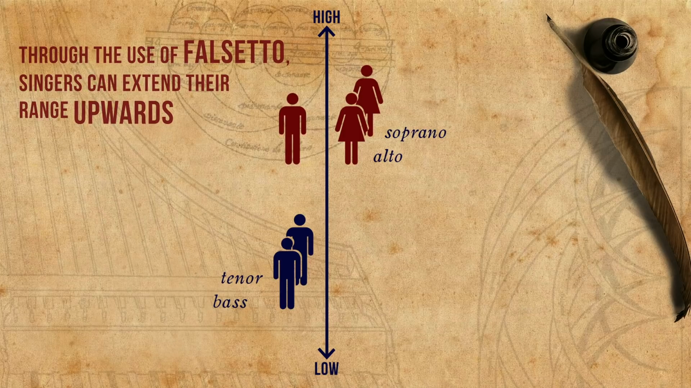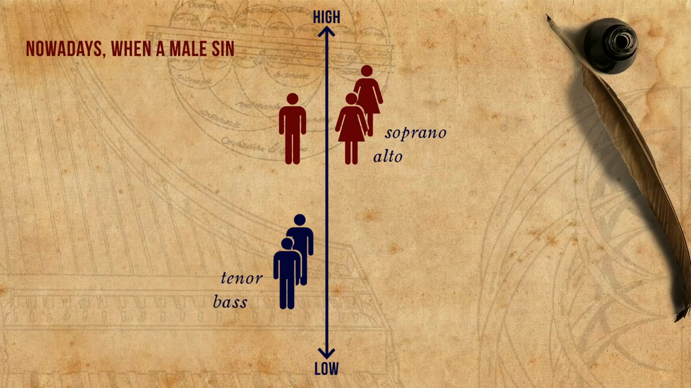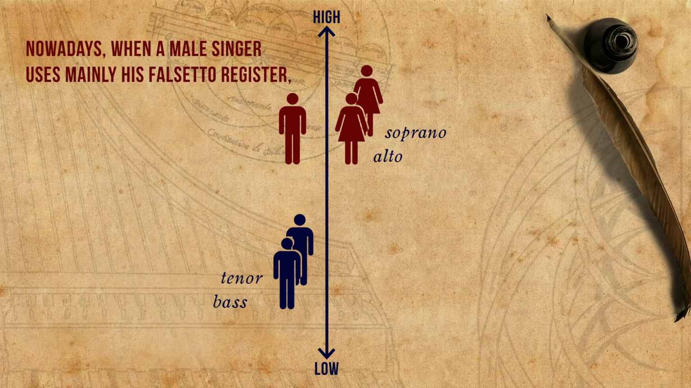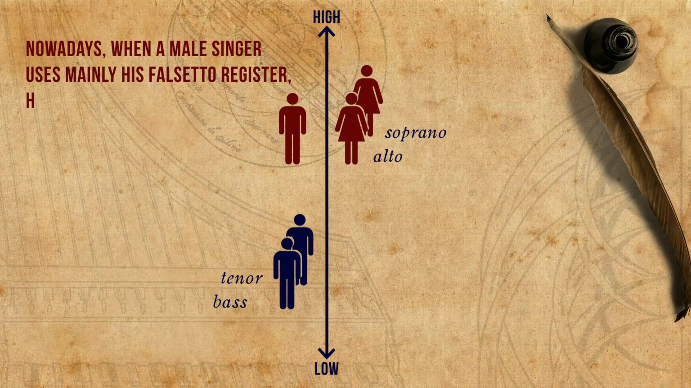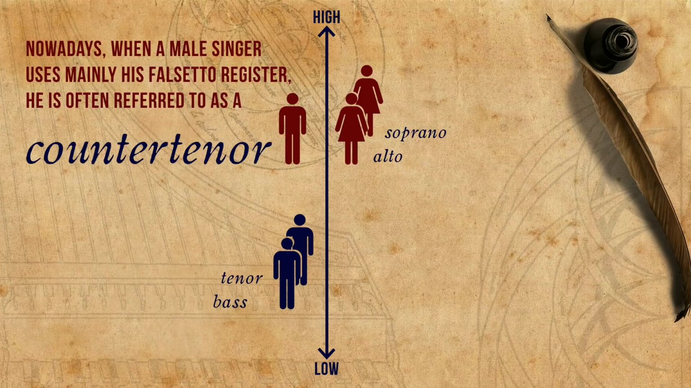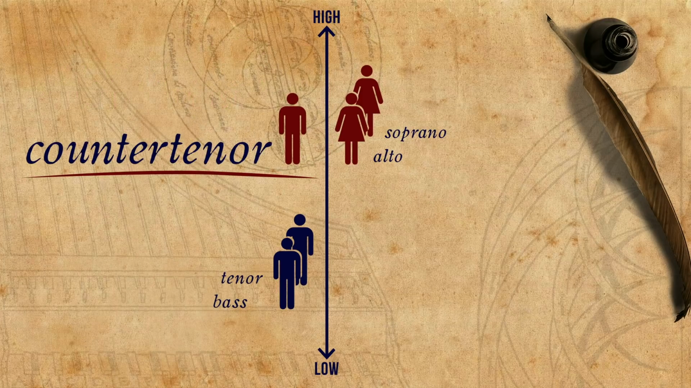Thus, male voices are able to sing many of the notes typically associated with female voices. Nowadays, when a male singer uses mainly his falsetto register, covering more or less the range of a modern female alto, he is often referred to as a countertenor. This voice type is the focus of this episode.